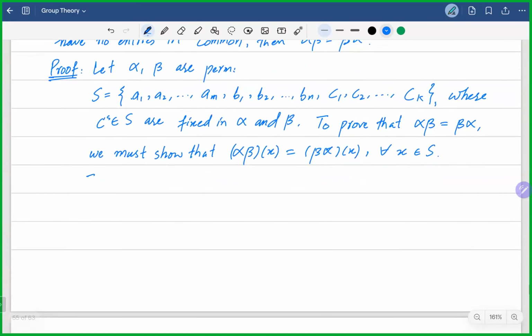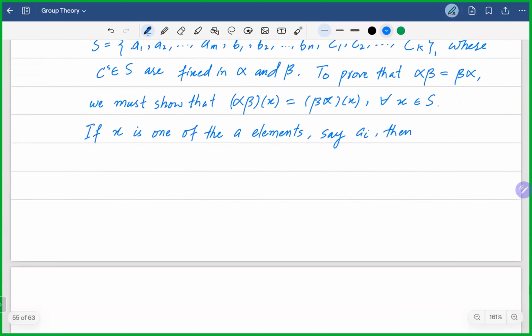Now, if x is one of the A elements, say Ai, then alpha beta of Ai is nothing but alpha of beta of Ai, and beta fixes Ai, so that is alpha of Ai, which is some Ai plus 1, since beta fixes all A's. We interpret Ai plus 1 as A1 if i is equal to m.